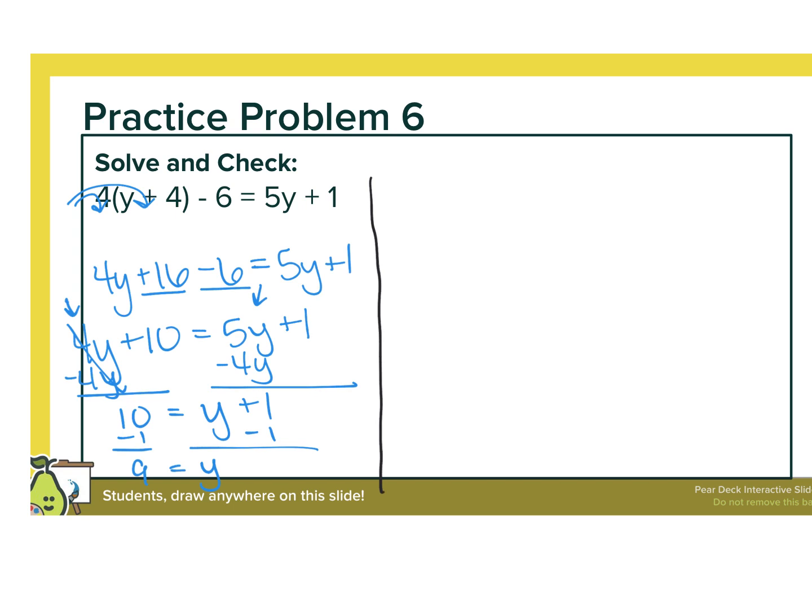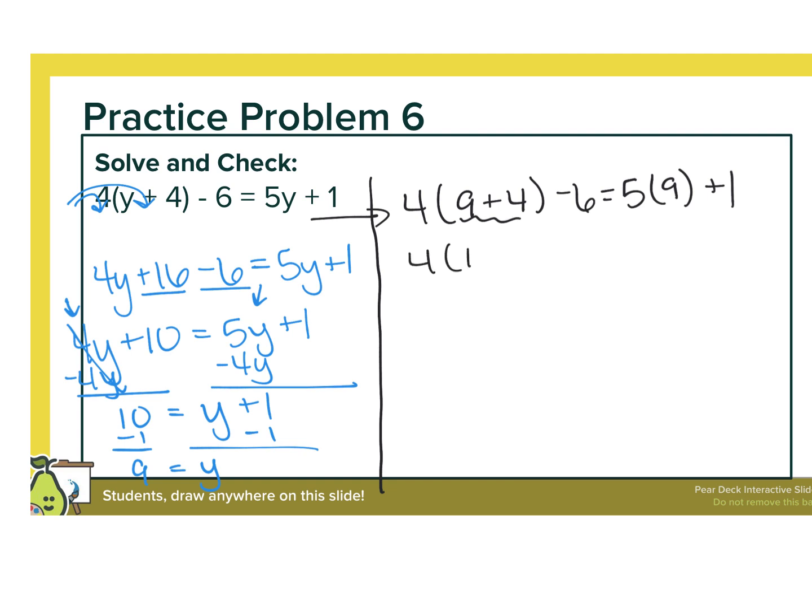I'm going to rewrite this whole thing, but instead of y's, I'm replacing them with 9's. So 4 times 9 plus 4 minus 6 equals 5 times 9 plus 1. Now let's simplify. Don't distribute. You have all the numbers. So 4 times 13 minus 6 equals 45 plus 1.